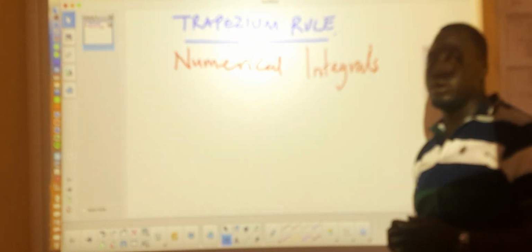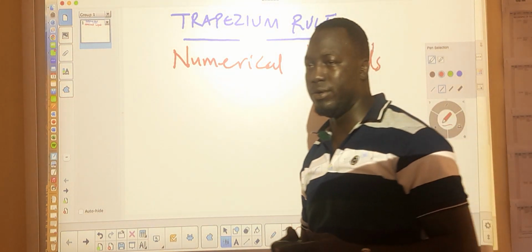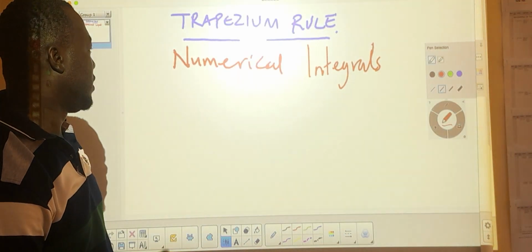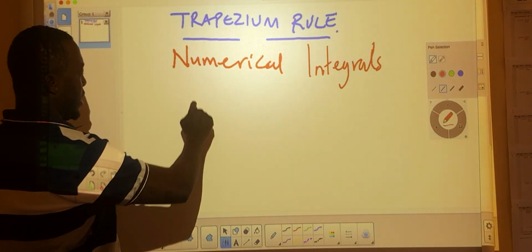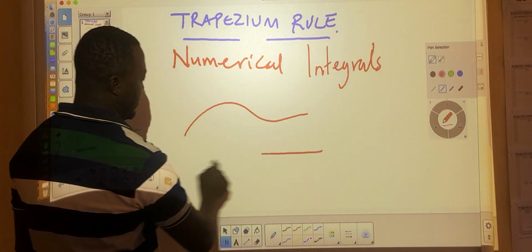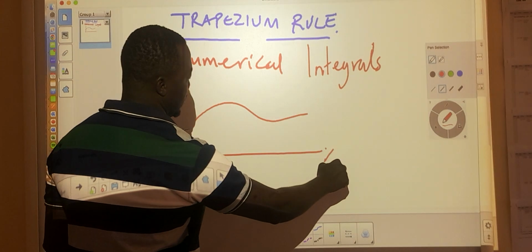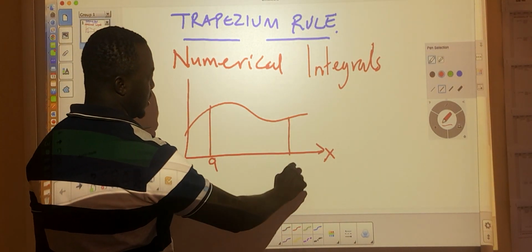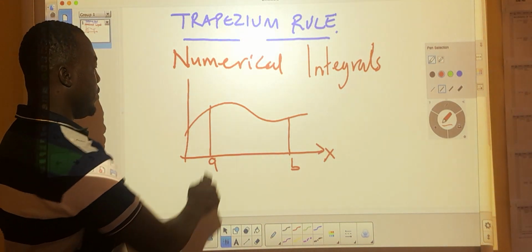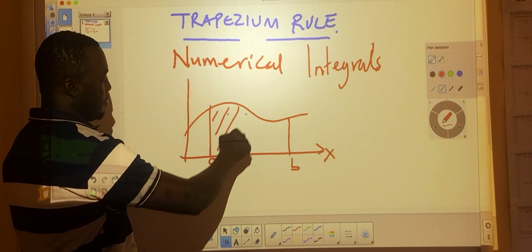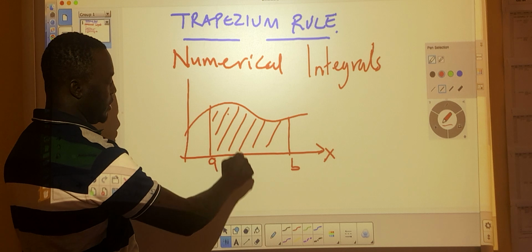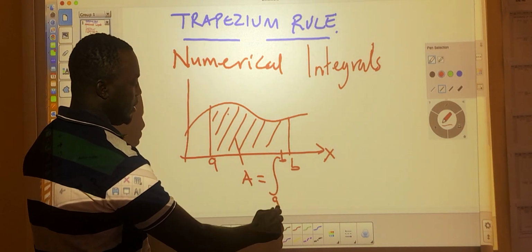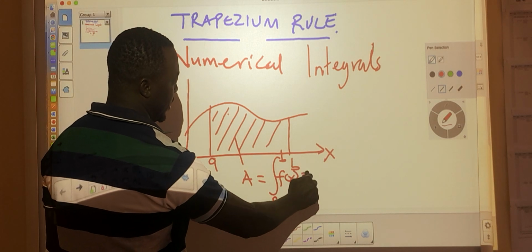We know very well that we also have the analytical method, which you cover in paper 1, pure mathematics, that is estimating the area under the curve bounded by the x-axis. This is the x-axis, this is the line x equals a, that's the line x equals b. So we can use integration as an application to find the area, which is equal to the integral from a to b of f of x dx.